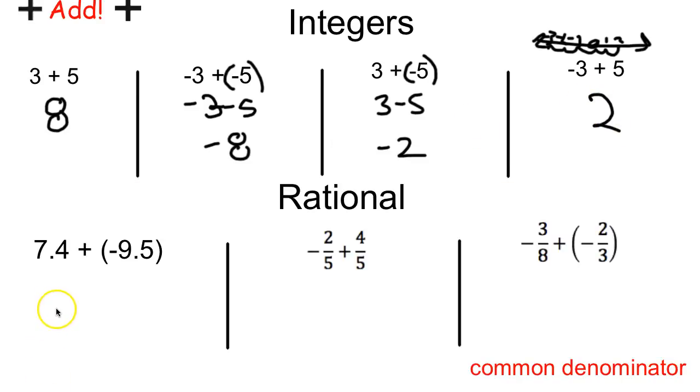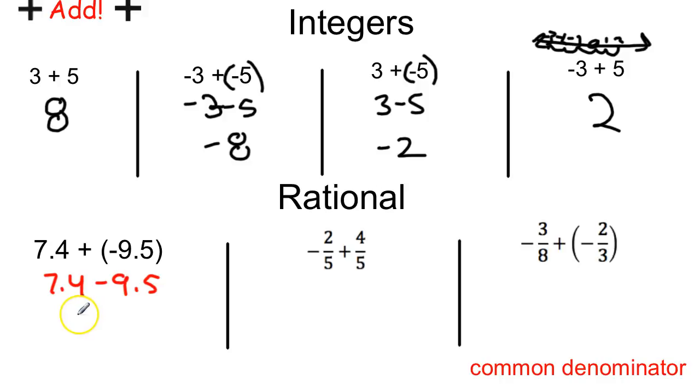So now we have some rational numbers. It's the same rules as integers, but we just have to know how to add these fractions. That's where it gets a little bit complicated. Let's start with a decimal. We have 7.4 plus negative 9.5. You have a plus then the minus. You can change this to 7.4 minus 9.5.